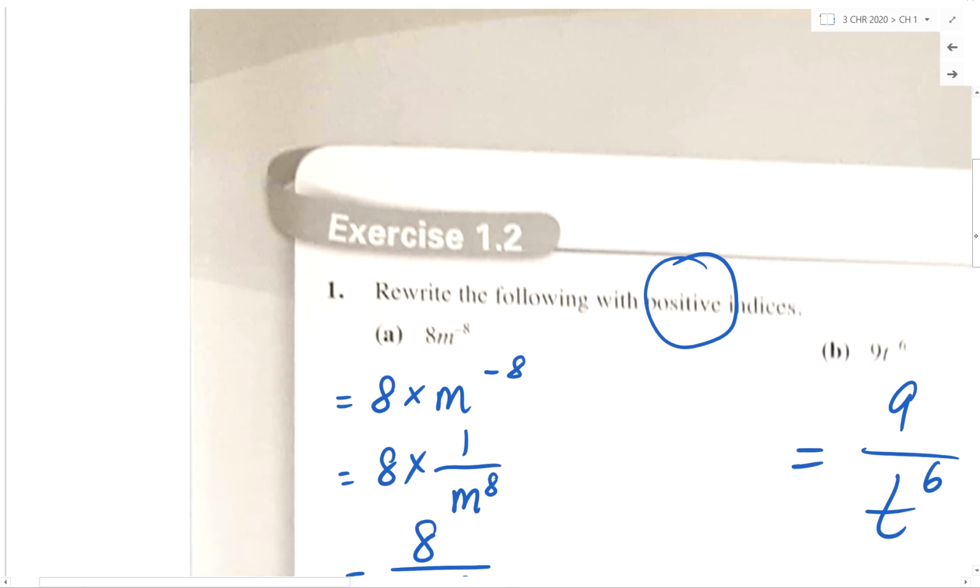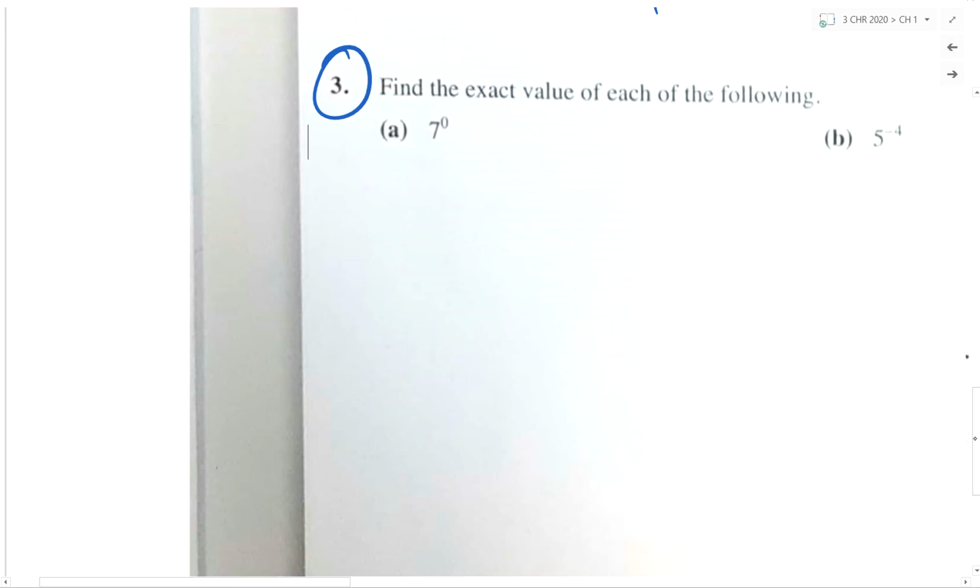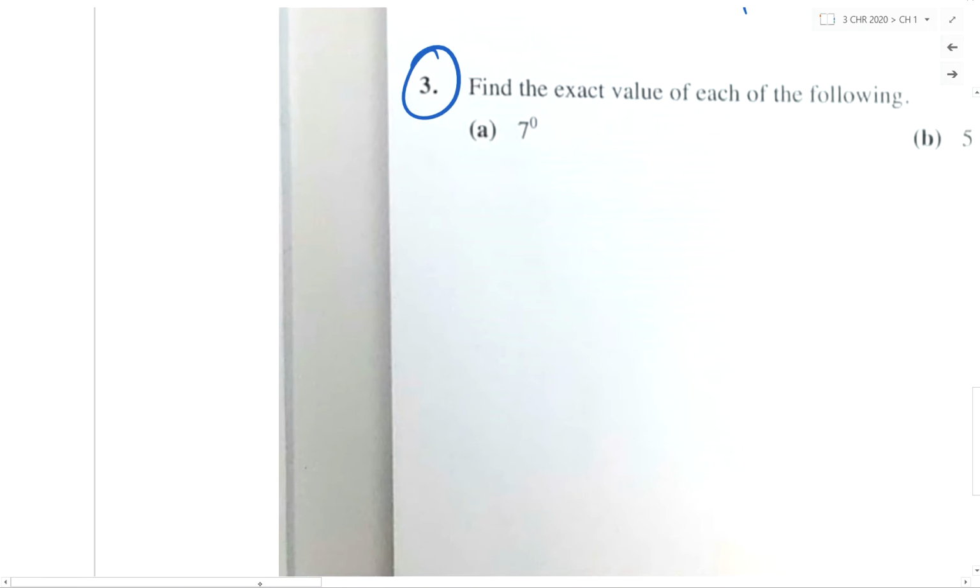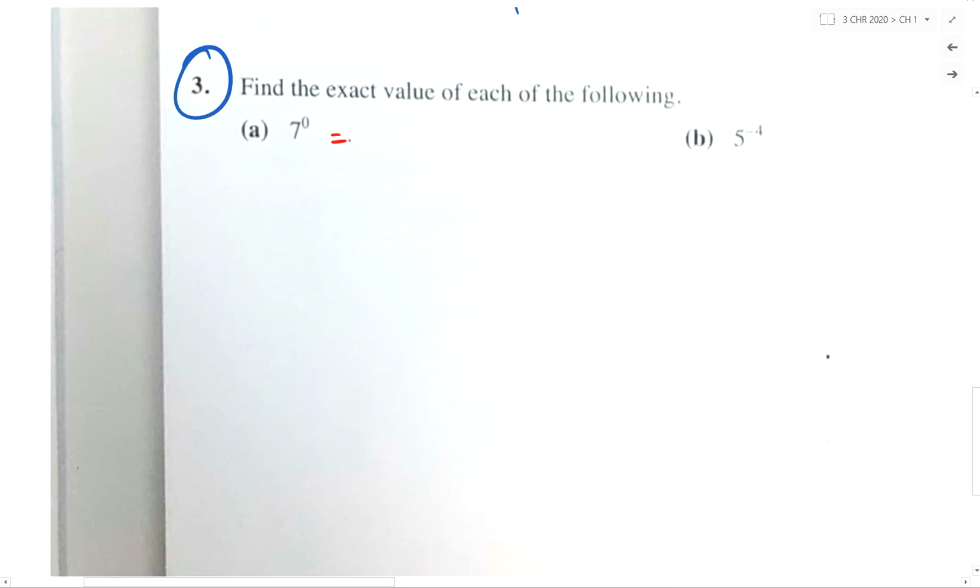Let's move on to question number 3. Find the exact value. Exact value means no rounding off. Okay, 7 power 0, what is it? 1. Simple. How can we confirm this? Calculator. You have your calculator on the table? Go and press right now. Convince yourself.